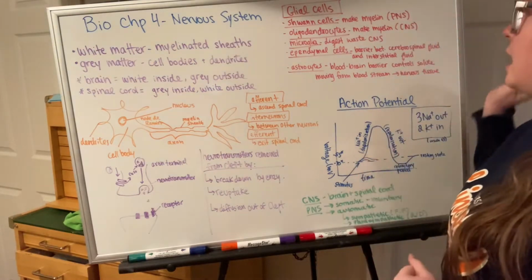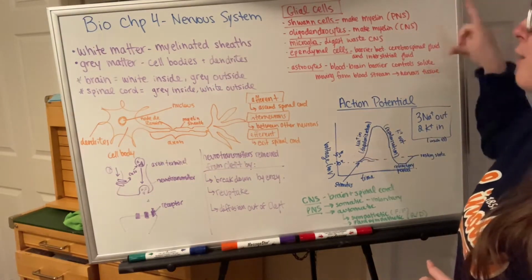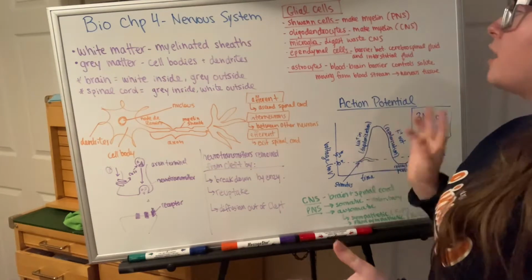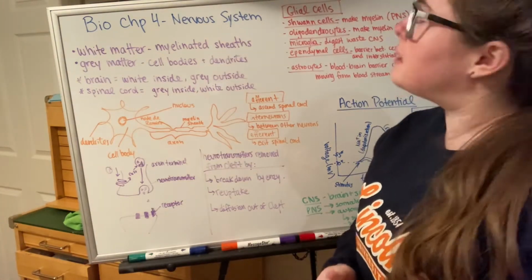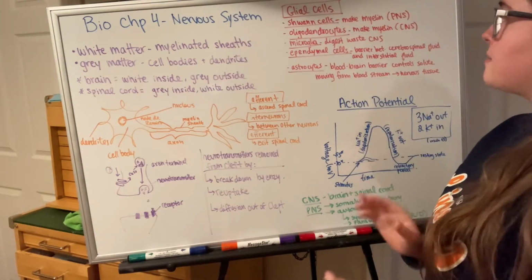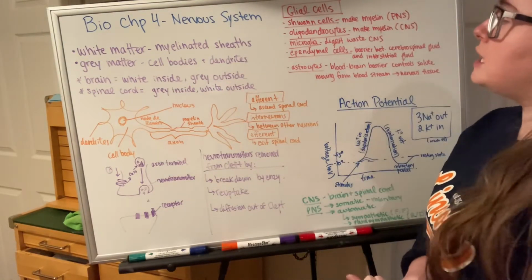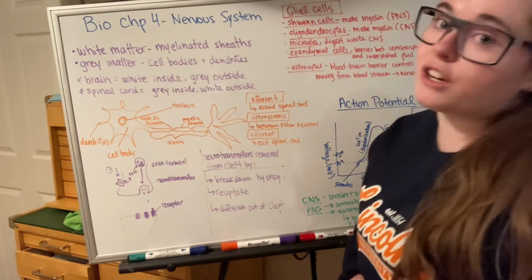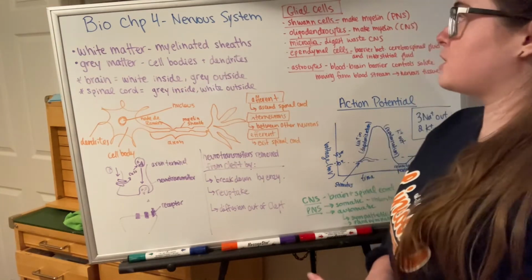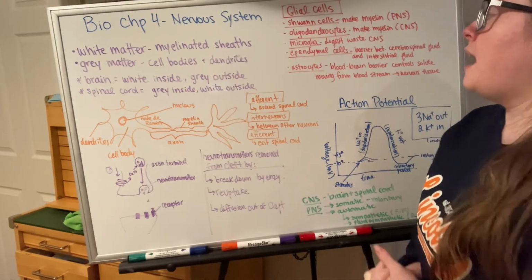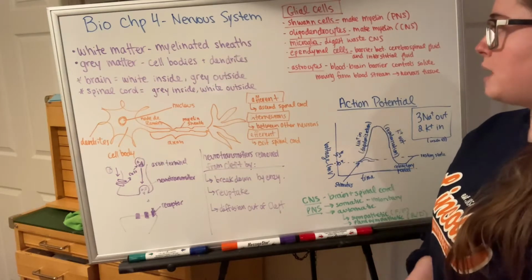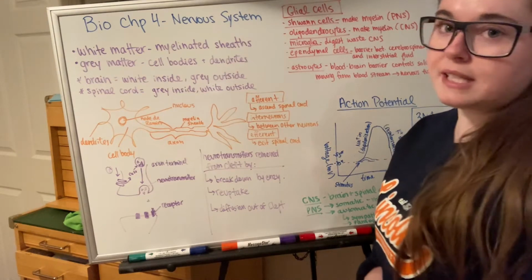Some important things to note in this chapter would be our glial cells, which come in a few different types. First we have our Schwann cells, which make the myelin in the peripheral nervous system. Then we have the oligodendrocytes, which make the myelin in our central nervous system. So make sure you remember those two differences. And then we have microglia, which digest the waste in the central nervous system.